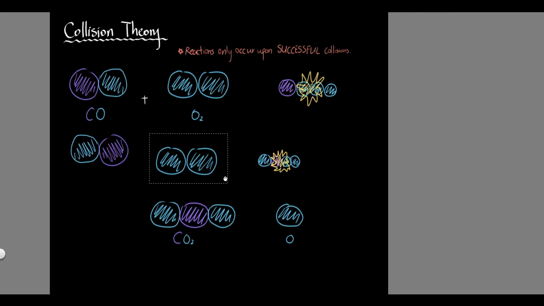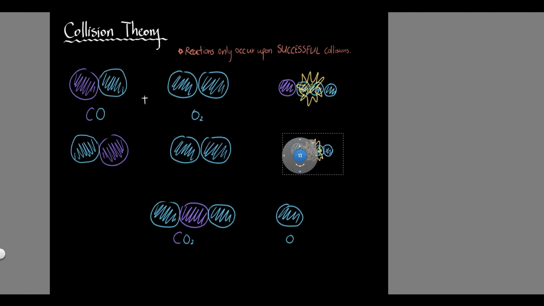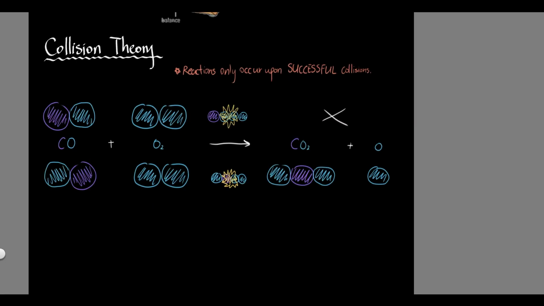So basically, collision theory states that first of all, particles move in random directions at all times, in a chaotic kind of fashion, and reactions can only occur when particles collide. All right, so I've cleared things up a bit, so hopefully this will help you understand what is happening here.